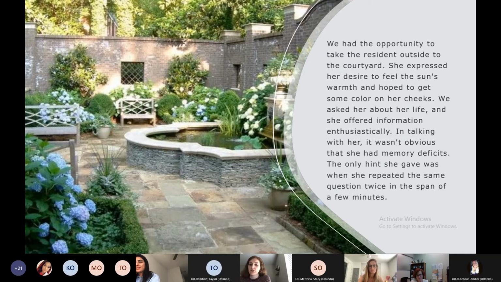And this was all before we had looked at her chart, so we didn't really know what her diagnosis was, but we were on the memory care unit, so we knew it had to do with dementia or Alzheimer's. But through talking with her, it really wasn't evident that she had any sort of memory deficits. She was asking us questions: are you guys in school? Do you have kids? What do you want to do? And she was just very with it. The only clue she let out was that I think she repeated one or two questions throughout our entire 30-minute conversation. So it was surprising to me once I read her chart and saw that.